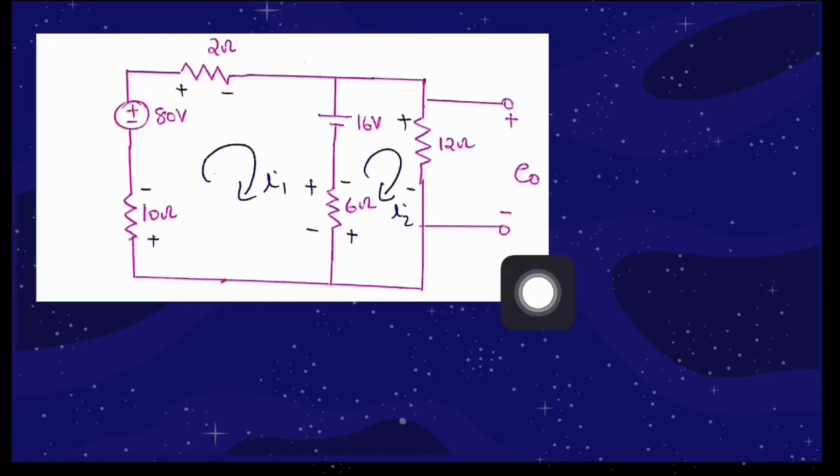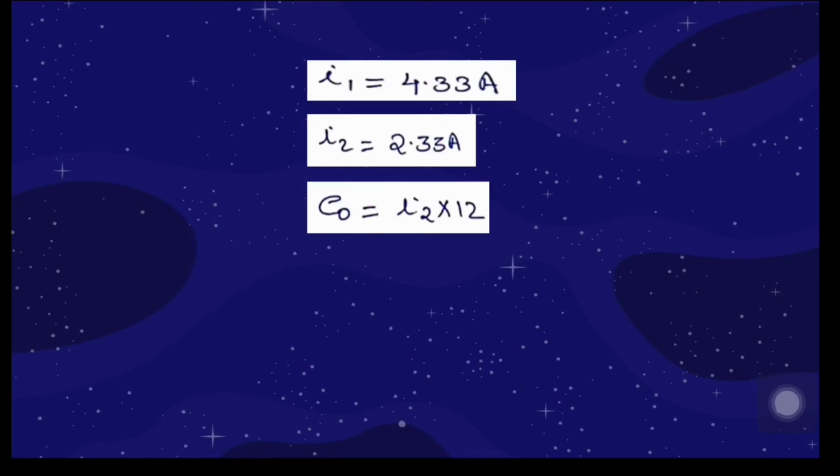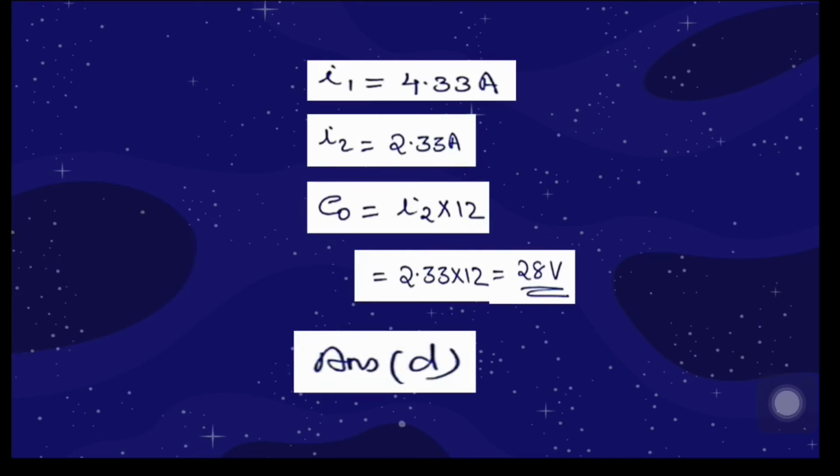And it can be mathematically expressed as E0 is equal to I2 into 12. When we substitute I2 is equal to 2.33 in this equation, we get our desired quantity as 2.33 into 12, that is 28 volts. Thus, our answer is option D. That's all about this problem. Let us move ahead and see the next question.